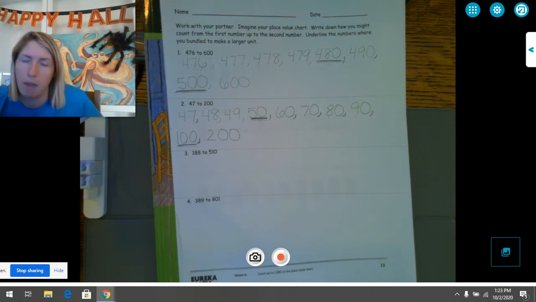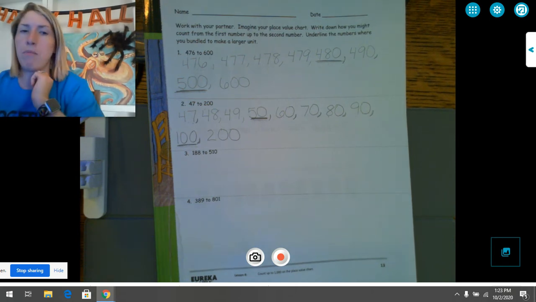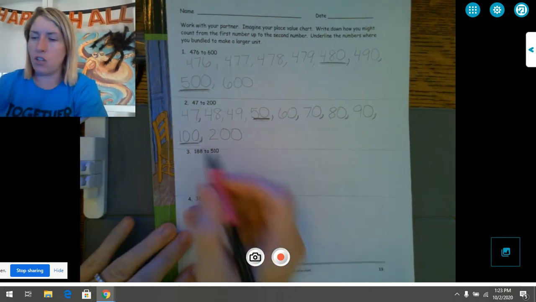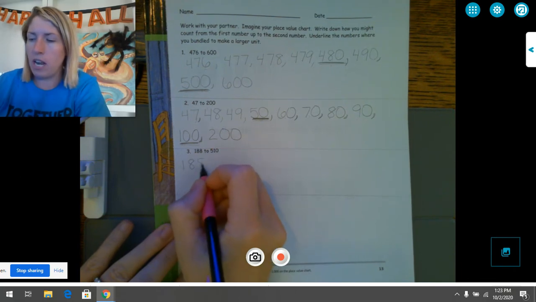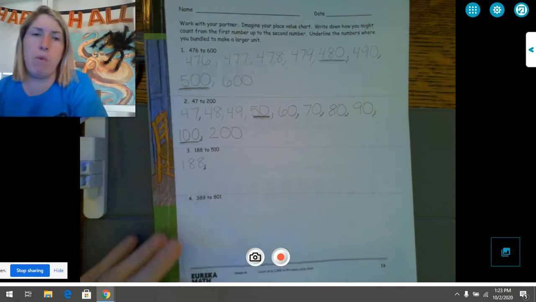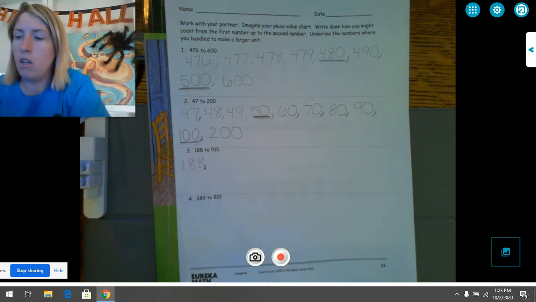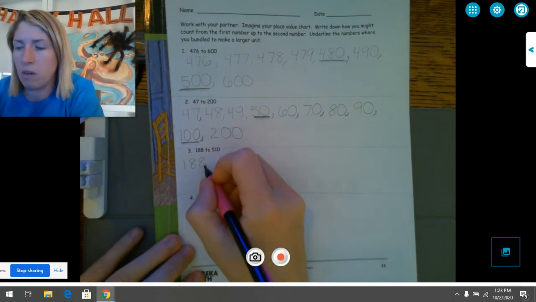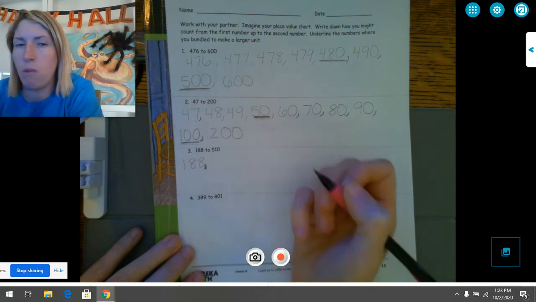That would take us a long time. Okay, next one, number 3, 188 to 510. So we're going to write 188. And now, are we going to count by ones, tens, or hundreds first? Well, we have an 8 here in the ones place, so we are going to want to make a 10 with him. So we're going to count by ones first.